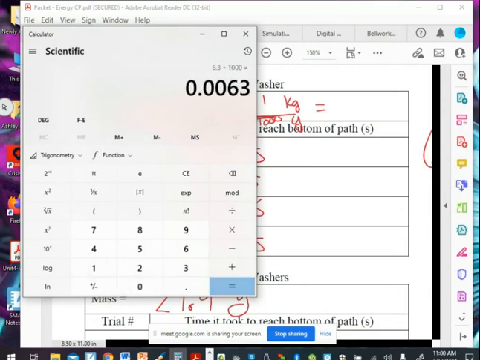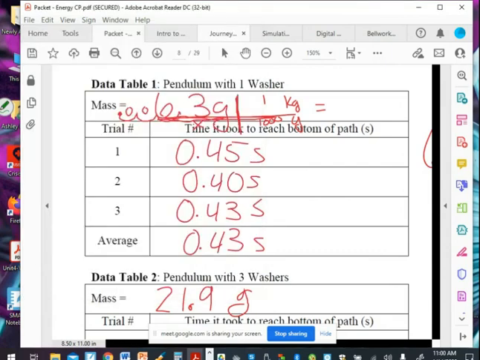equals 0.0063, or whatever number you had. Don't forget the 3. Take that 3 along. Okay, so we're going to put kg there. Okay, so that'll save us a step when we get down to number 1, is converting this to kilograms right away.